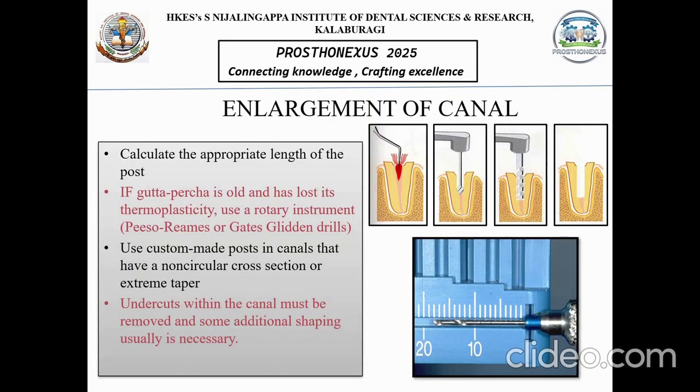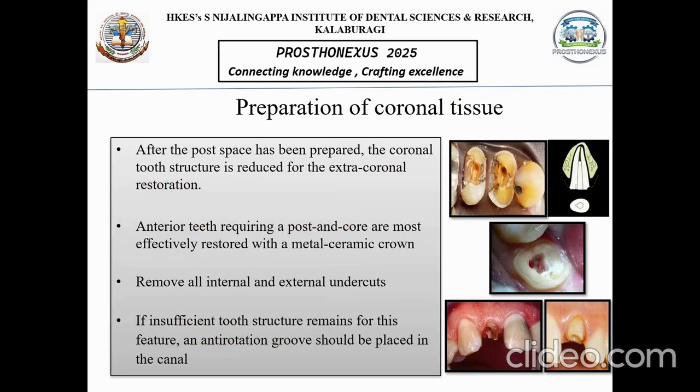Enlargement of the canal. Calculate the appropriate length of the post. If the GP is old and has lost its thermoplasticity, use a rotary instrument. Use a custom-made post in canals that have a non-circular cross-section or extreme taper. Undercuts within the canal must be removed, and some additional shaping usually is necessary.